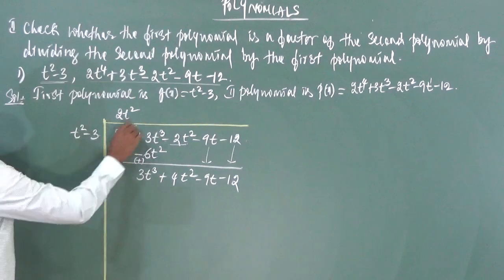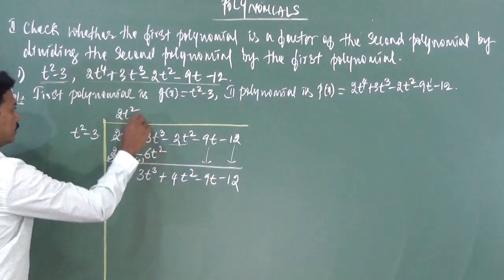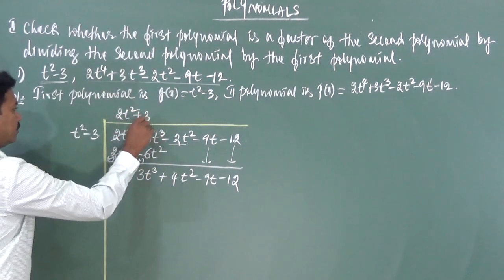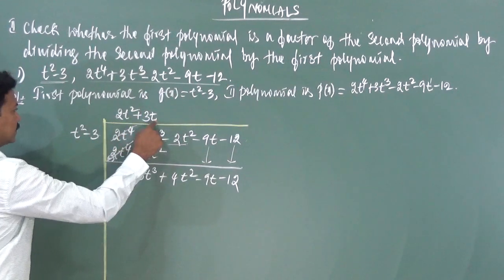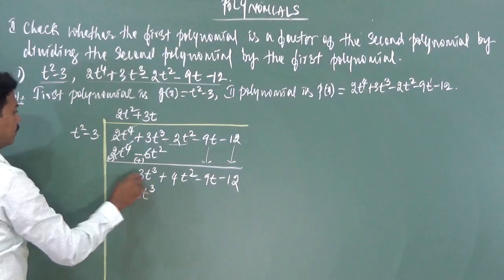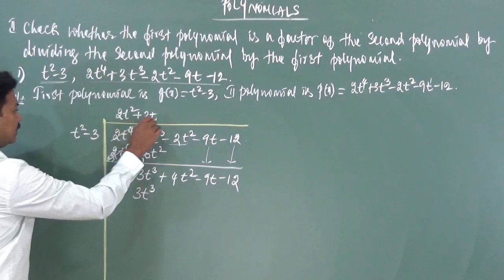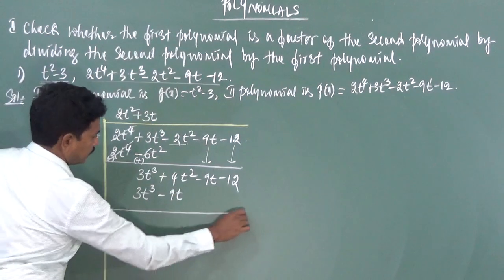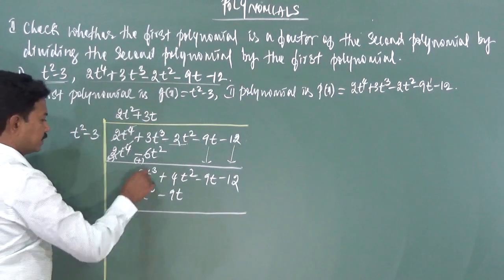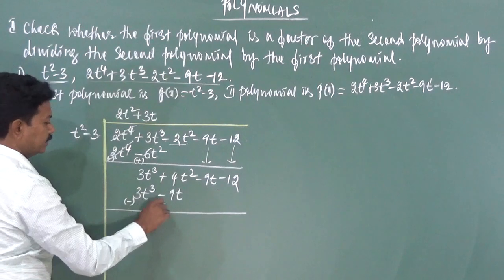So t square into what gives you 3t cube? So it is plus 3t. So t square into plus 3t is 3t cube. Minus 3 into plus 3t is 9t. Okay, we will go with the process. You have to subtract this from this. So you have to change the signs.